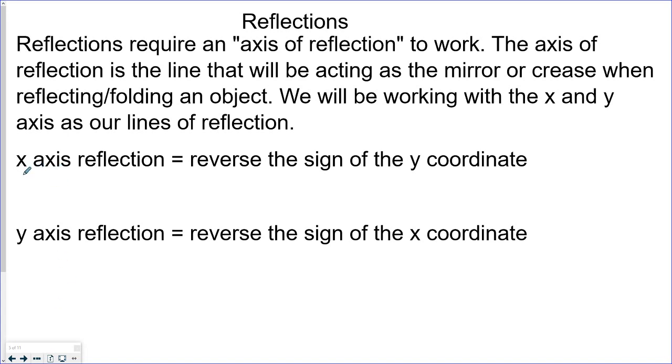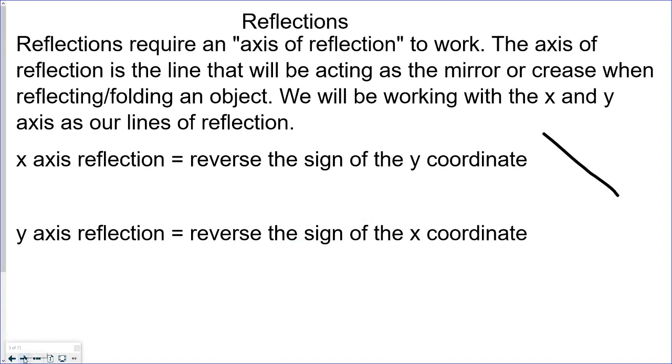Now, if you reflect along the x-axis, you're going to reverse the sign of your y-coordinate. If you reflect along the y-axis, you're going to reverse the sign of your x-coordinate. So kind of think opposite. Reflecting along the x means change the y. Reflecting along the y means change the x. And the two axes here are going to be our reflection lines. So there are other lines of reflection other than just these. You can have lines of reflection that go diagonal. You can have lines of reflection that aren't on the axes. But we're just going to focus on these two just to get a good start on it.